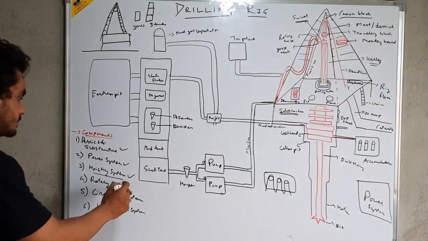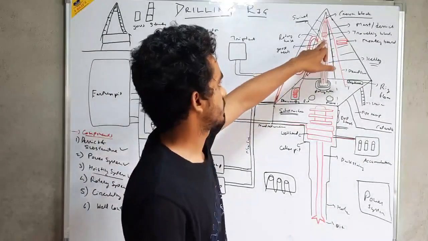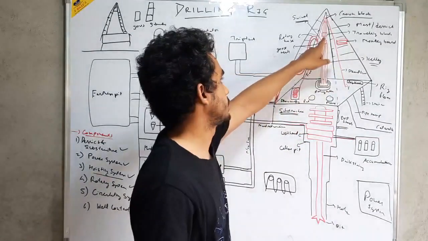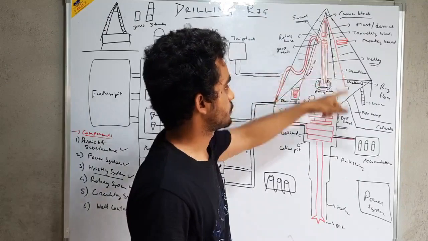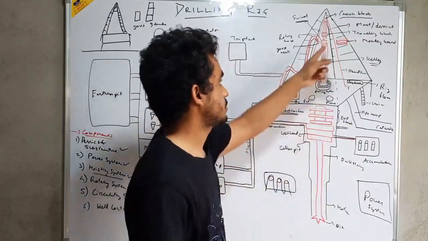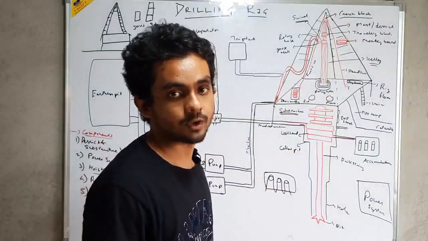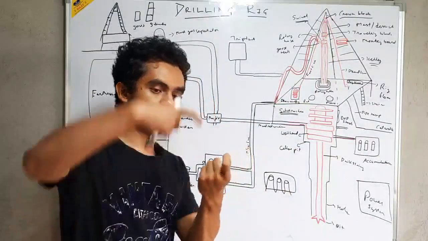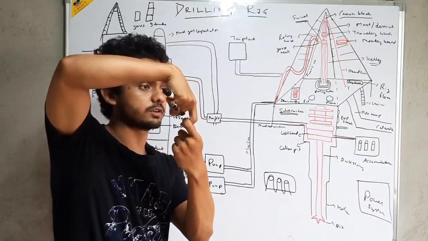Now comes the rotary system. This travelling block has a hook attached to it. A hook will be attached below the travelling block. Now this travelling block is connected to a piece of equipment known as the swivel through this hook, which goes inside the bail of the swivel. So this is the bail and this is the hook, and it will be connected like this. Above it is the travelling block and below it is the swivel.